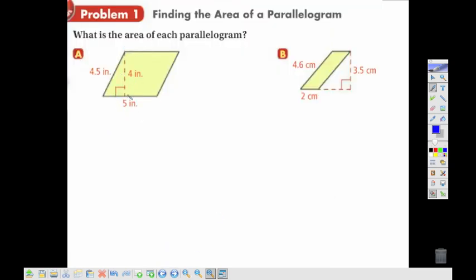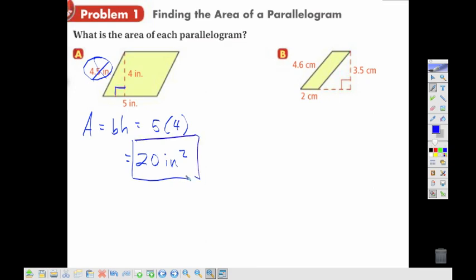So to find the area of these parallelograms, we just use our formula. Area is equal to base times height. Our base of this one, we don't want to use the 4.5 because our right angle's here. We'll use the 5 times 4, and we get 20. We need to use the correct units because units were given, and so area is measured in inches squared. In the next one, we look where our base is. Now this one is going outside over here, our right angle's here, so the 2 would be our base because 3.5 is perpendicular to that. So our area will be 2 times 3.5, or 7 centimeters squared.